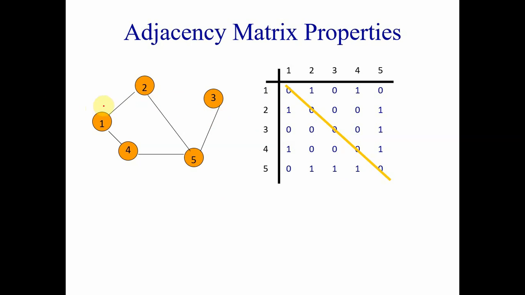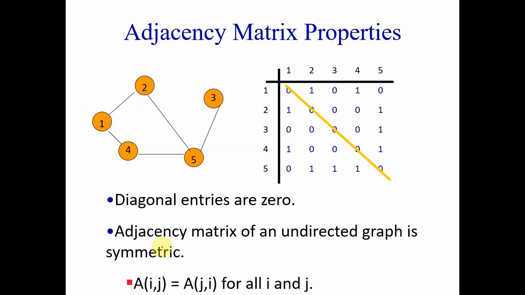Another property is that if it is an undirected graph, it must be symmetric along this diagonal axis. In other words, Aij is equal to Aji for all i and j. So that's the idea, and that is for the case of undirected graphs.